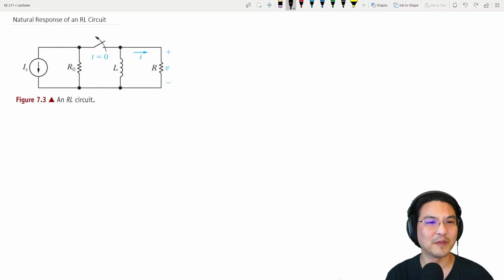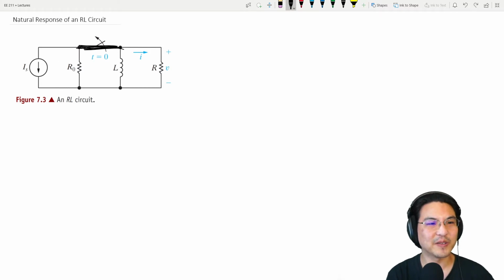And what we have here is a switch. Let's talk about that. So when t is less than 0, the switch is closed, completing the circuit. And then at t equal to 0, the switch is going to be open, breaking the circuit, and so all of this is out of there. Now when the switch is closed, what's happening?